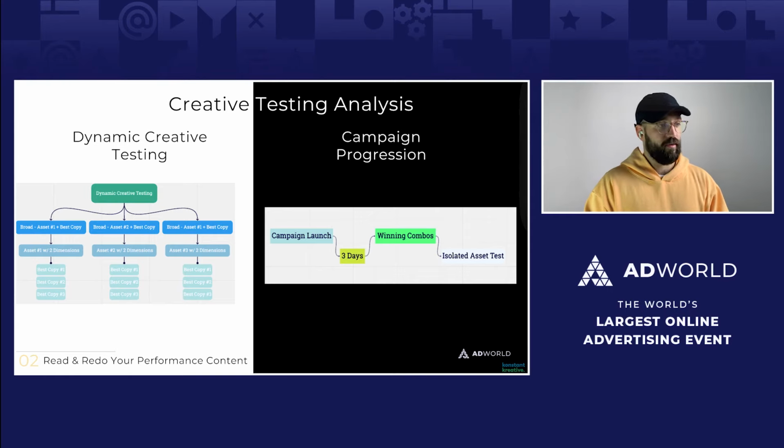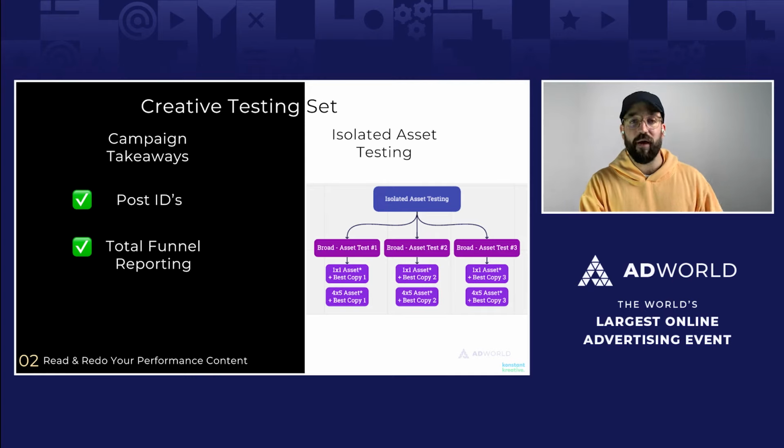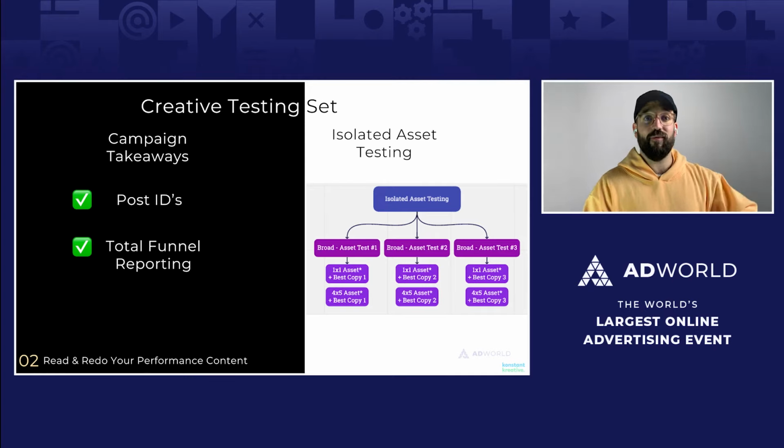So then if we were to go into our isolated test, the two benefits that we really, really love, we get post IDs. So if things do work, we can duplicate it out and start to scale with existing posts. And you get total funnel reporting. You're going to get every little bit of information that you can imagine that you wanted for why this is working and how it's working.